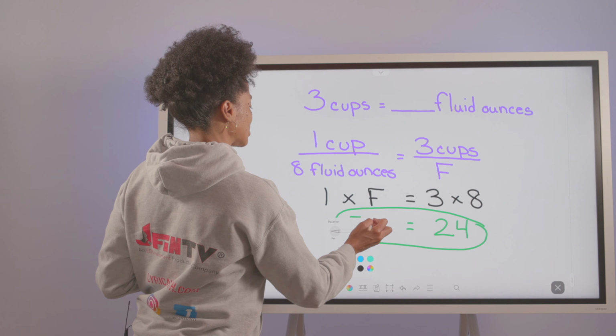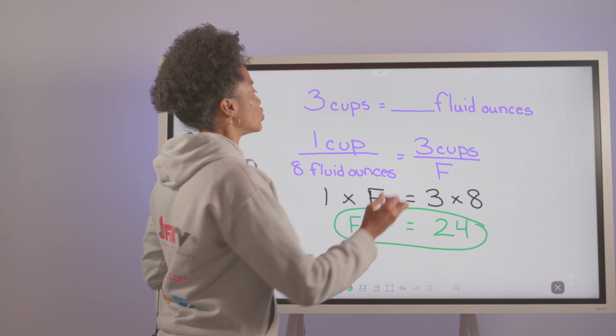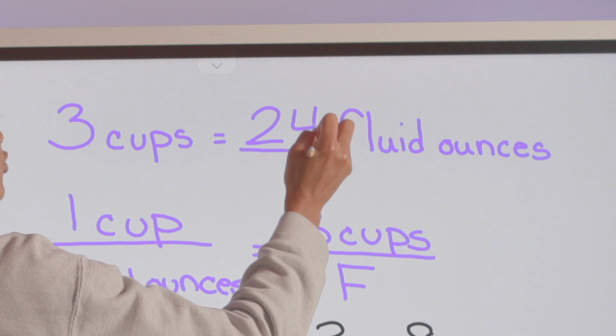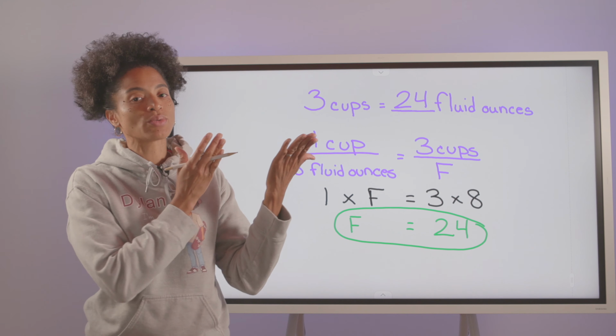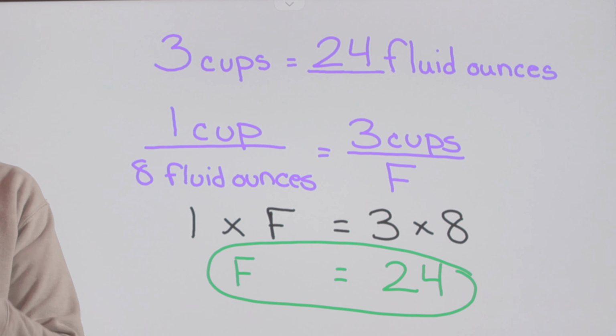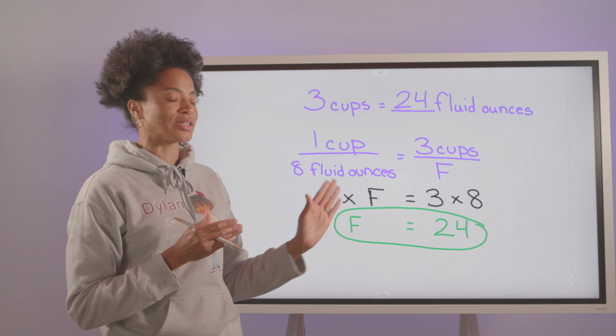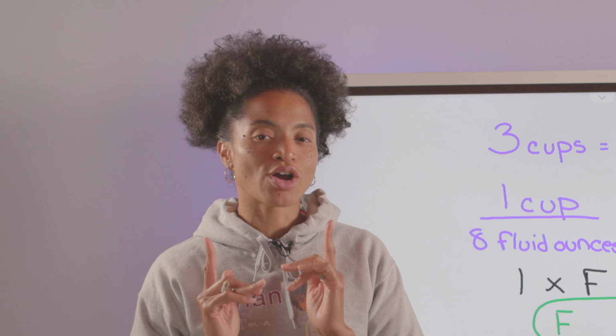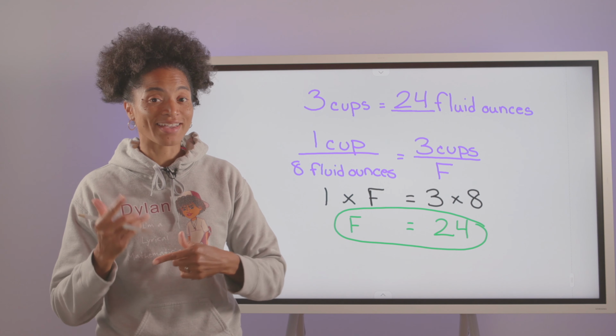So I'm going to put that answer up here to show that 3 cups are equal to 24 fluid ounces. Just check how we set this up, because we're going to do 2 more examples and have our setups look very, very similar. Are you ready? On your mark, get set, go.